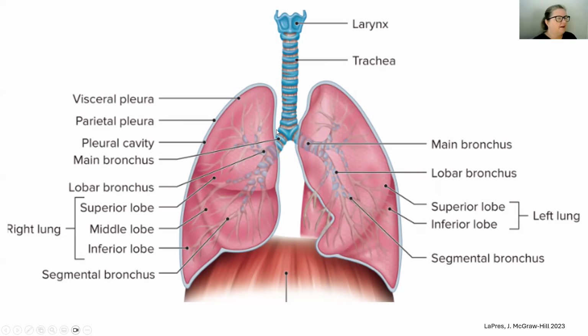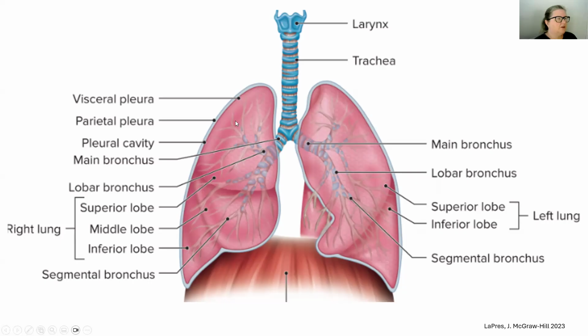Okay. Then you have the layers of the lungs. So on the outside, you have what's called the parietal pleura. On the inside, you have the visceral pleura. And then in between, there's a pleural cavity. Okay.